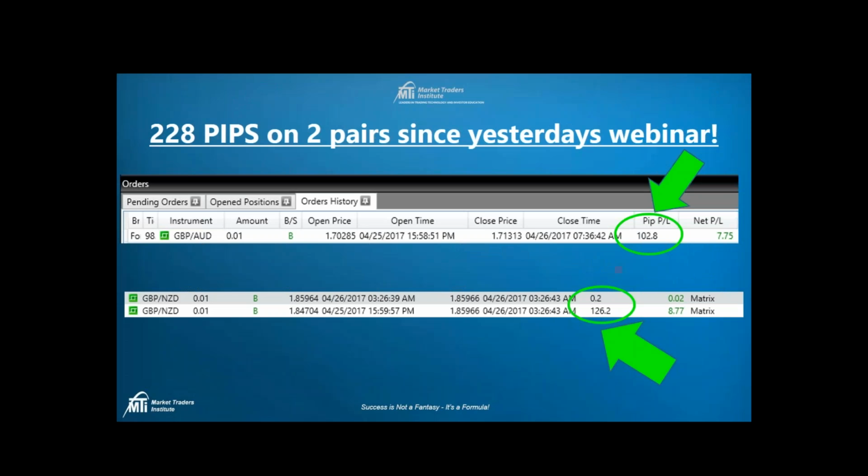But ultimately, just like I showed you yesterday, 226, 228 pips from yesterday's webinar alone, and then 145 pips from this morning, 300 plus pips, 373 pips in the last 24 hours, just by showing you how to size in this market and take advantage of it. Wonderful opportunity, ladies and gentlemen.